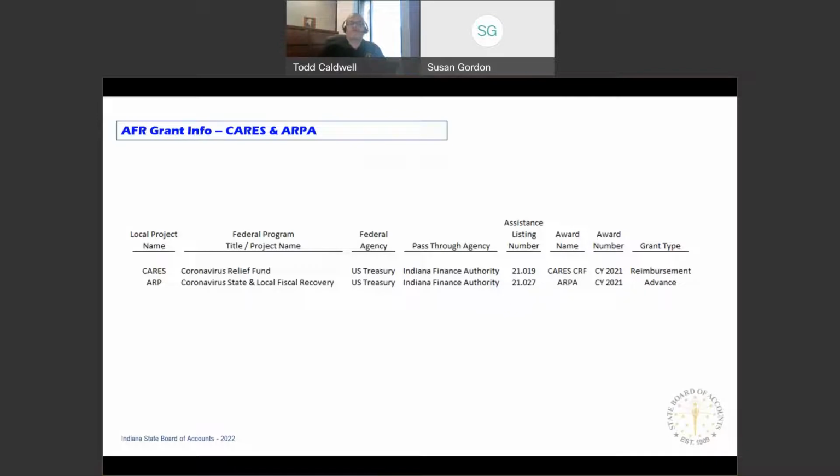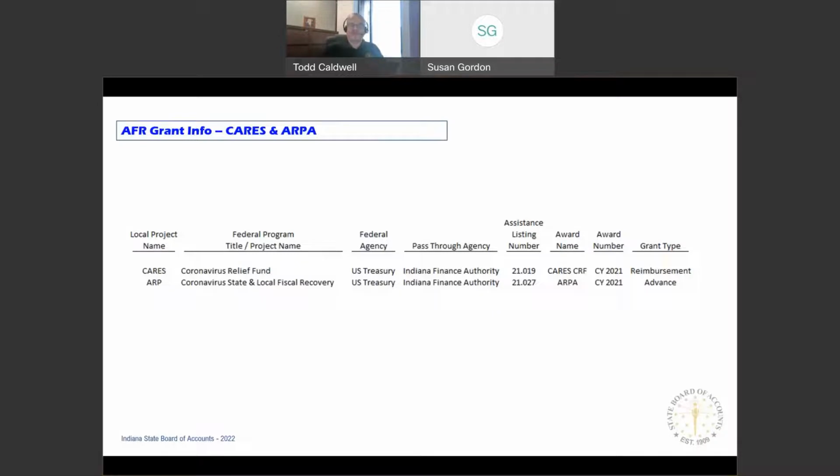And before I turn it over to Susan, we had a request for CARES and ARPA information that would go into the grants section. Of the items there, the federal program name, the federal agency, the pass-through, and the assistance listing number are the most important. When you get to that section of your annual report, you'll see those things being asked for.